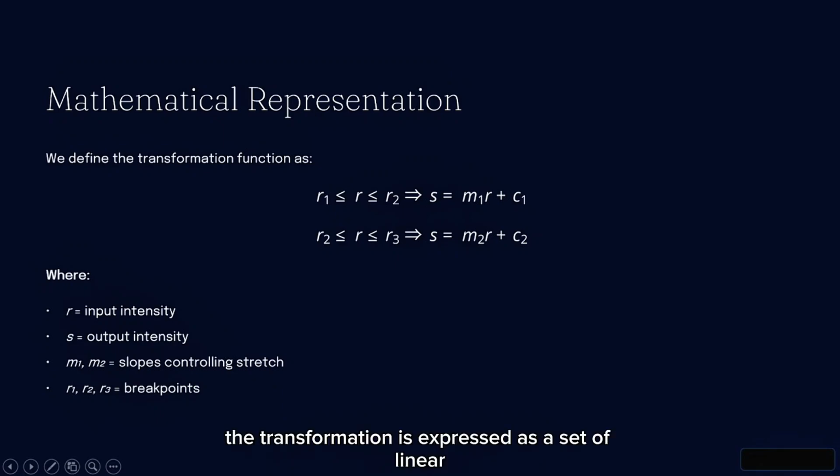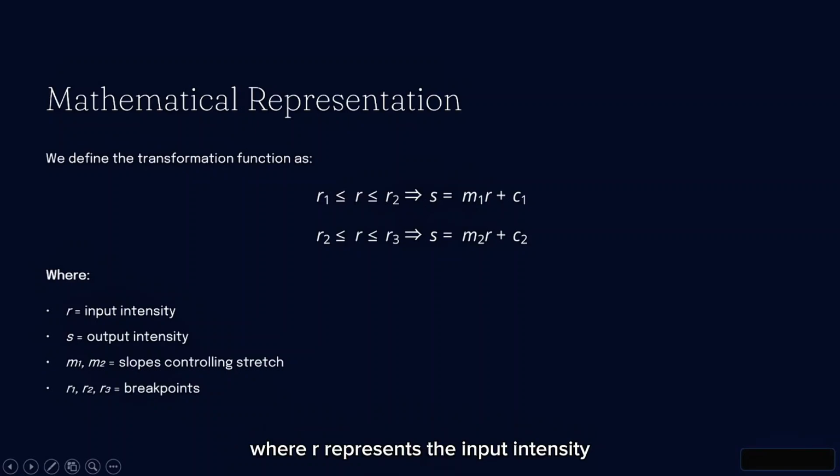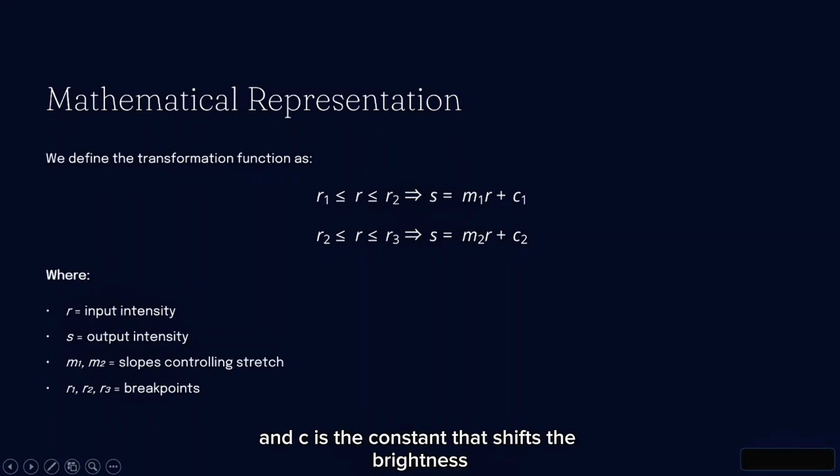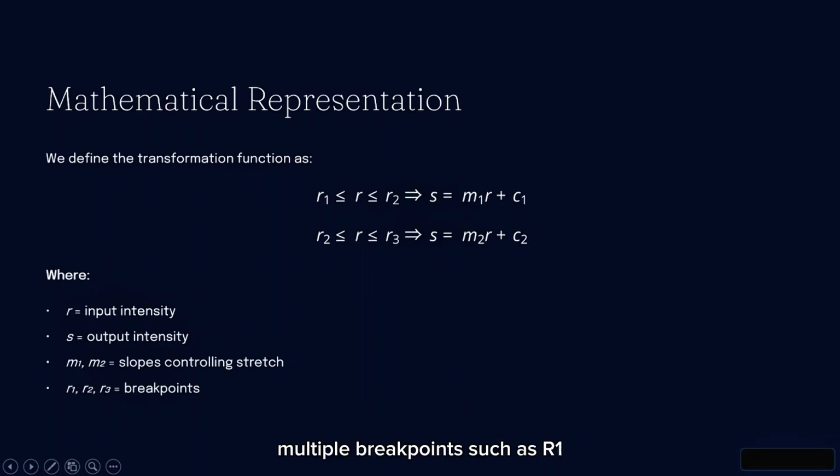The transformation is expressed as a set of linear equations of the form S equals m times r plus c, where r represents the input intensity, S is the output intensity, m is the slope that controls contrast, and c is the constant that shifts the brightness. Multiple breakpoints, such as R1, R2, and R3, are chosen to divide the image intensity range into sections. Each section uses its own slope value.